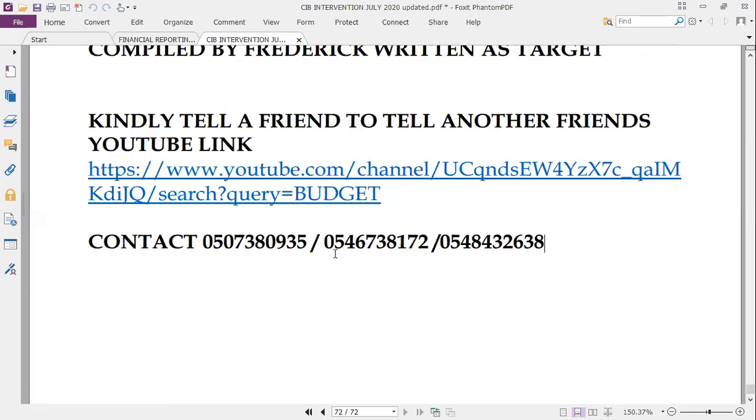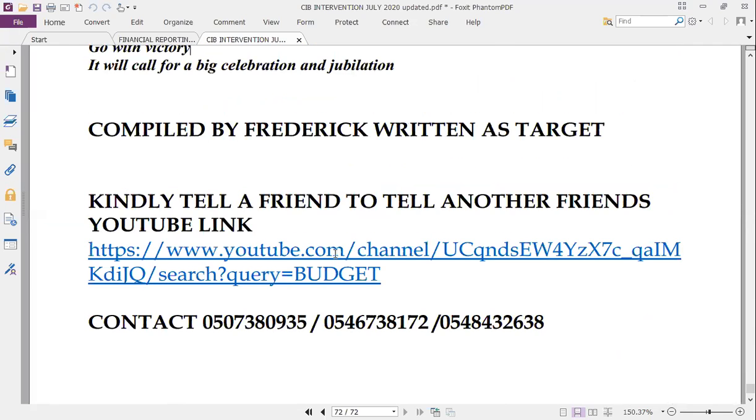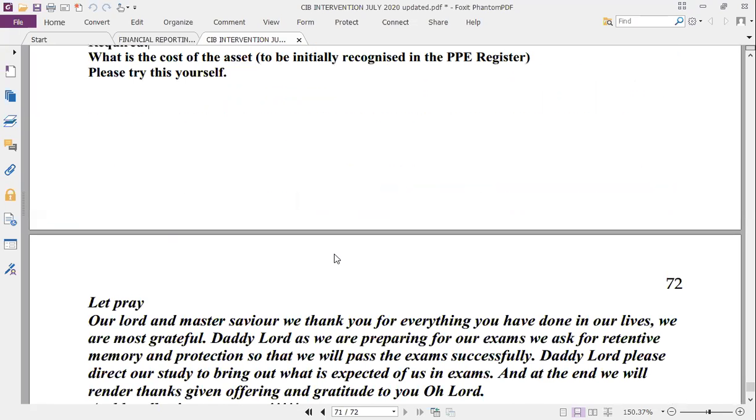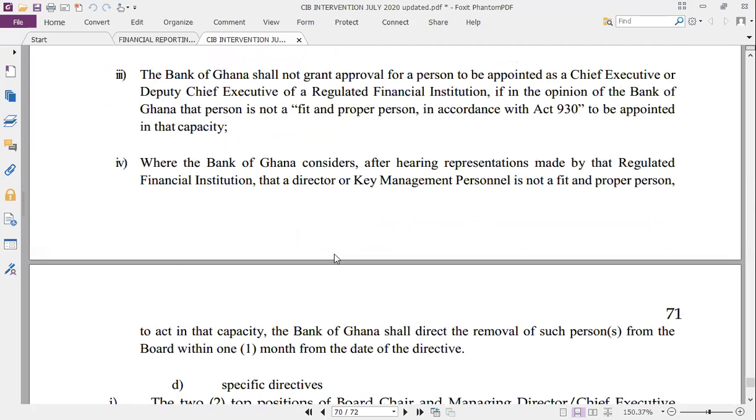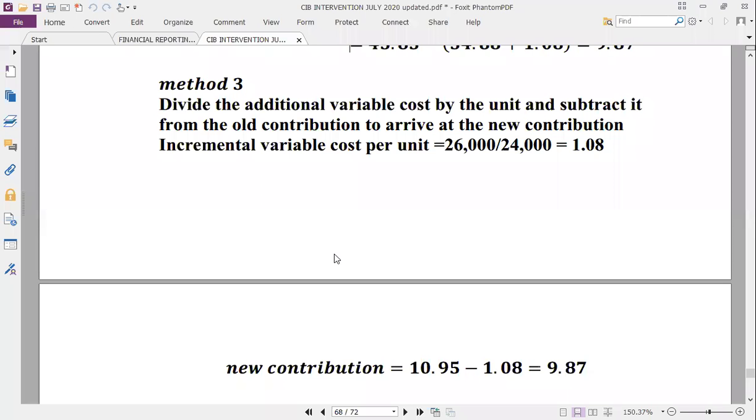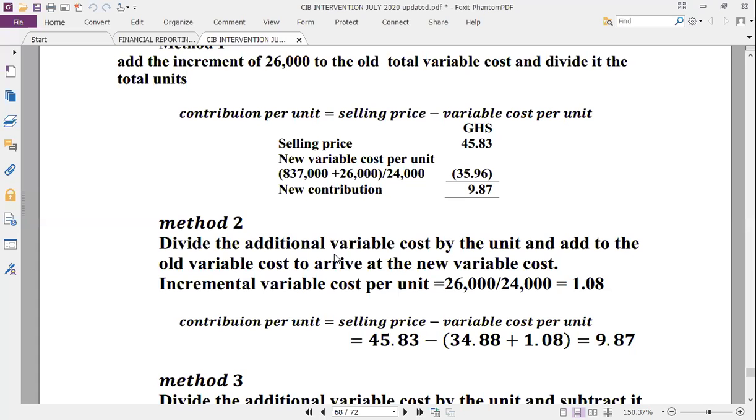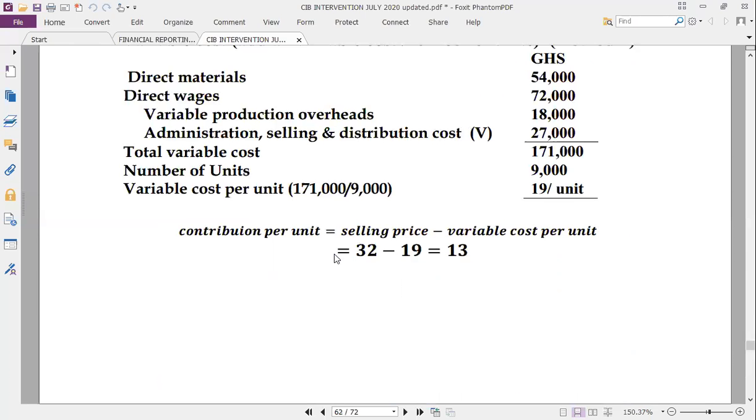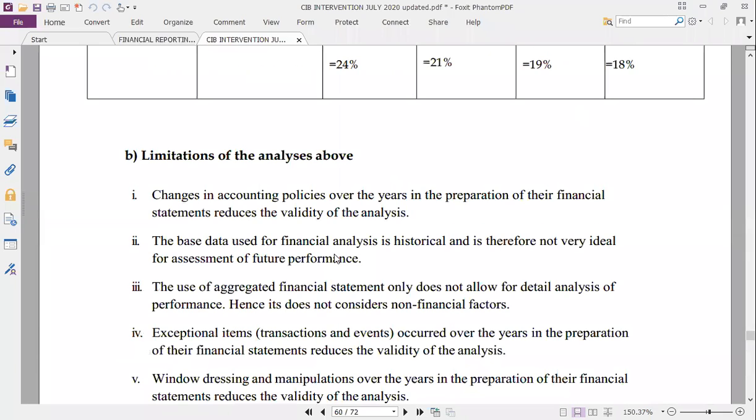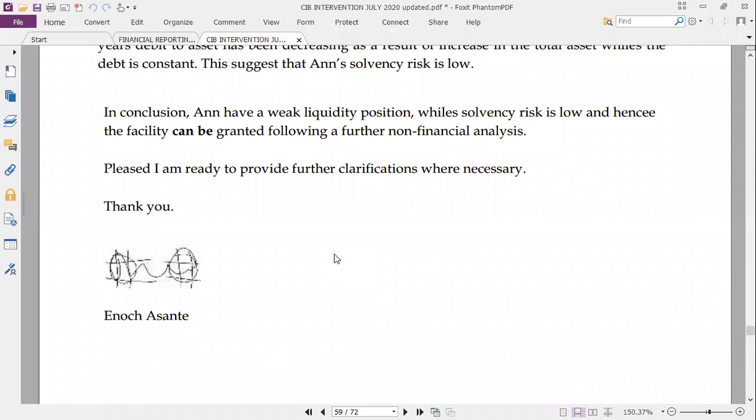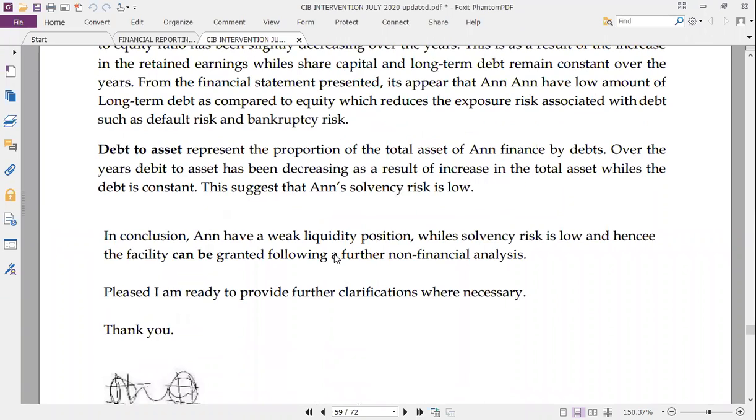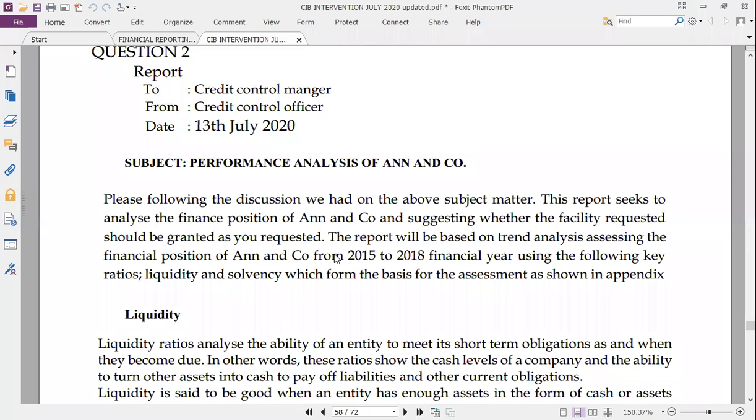So all this material will be available to you. Kindly use them. Finish all this material for me. Let's go straight to the suggested solution provided. Let's audit the solution. So you see ANCO. So this is a report. Look at the starting of.